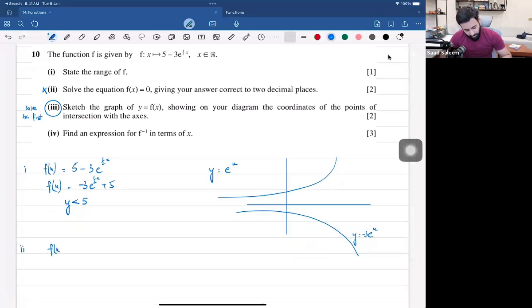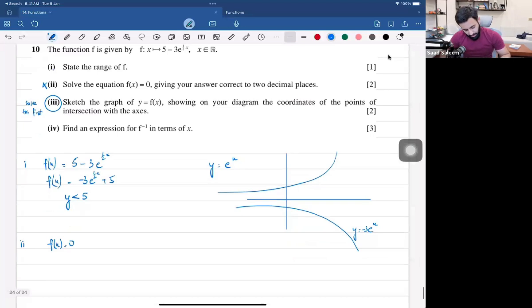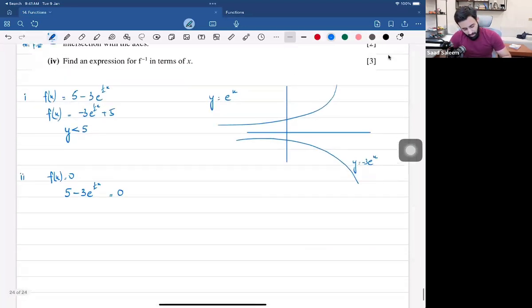In part 2, we have to do f of x equals 0. That means 5 minus 3 e power half x equals 0. So let's solve this. 5 is equal to 3 e power half x. So that means 3 e power half x is equal to 5. Let's write this nicely. e power half x is equal to 5 upon 3. Let's use ln to solve. ln e power half x is equal to ln 5 upon 3.